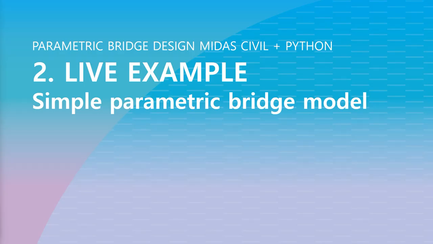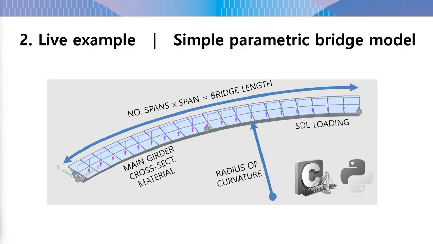Okay, so let's continue with the next section. In the second section, I will go through a simple bridge model and how to generate a parametric bridge design script for it. This parametric model has several parameters. For example, it is possible to define the number of spans and the radius of curvature. It is also possible to define main girder cross-section dimensions for this box cross-section type. It is possible to define its material and the magnitude of superimposed dead loading.